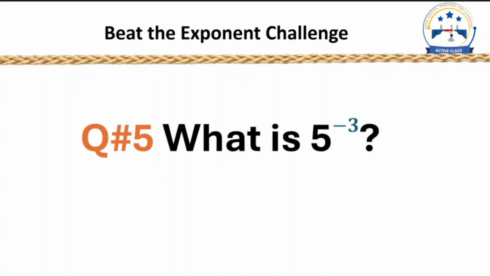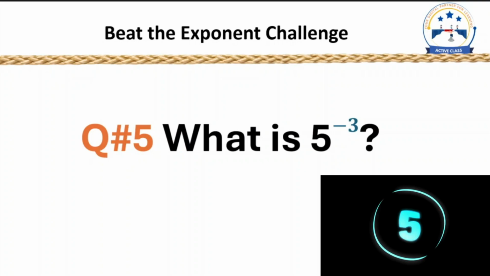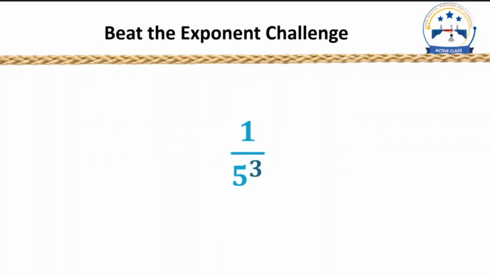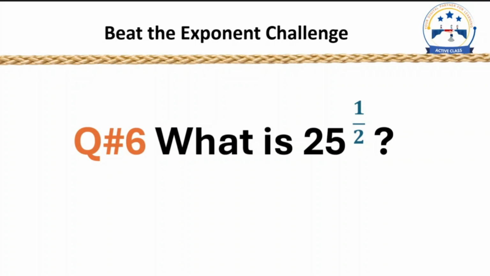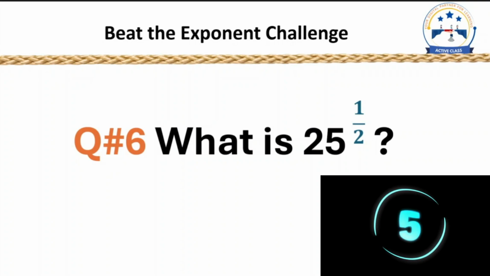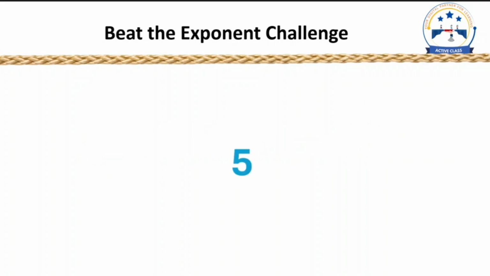Fifth question. What is 5 raised to the power minus 3? The correct answer is 1 by 5 to the power 3. And the last question is, what is 25 raised to the power 1 by 2? The correct answer is 5.